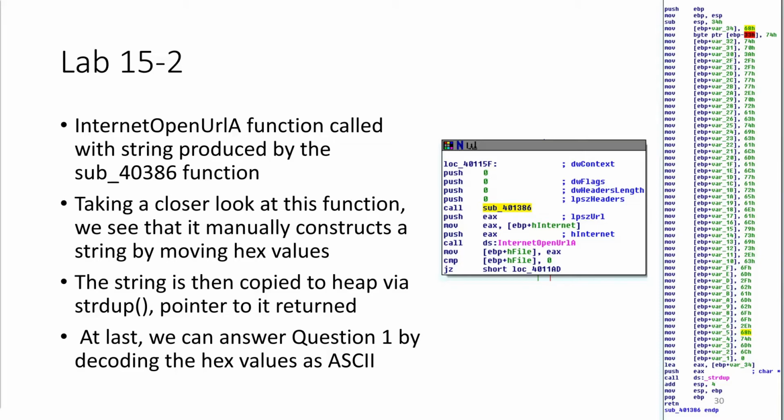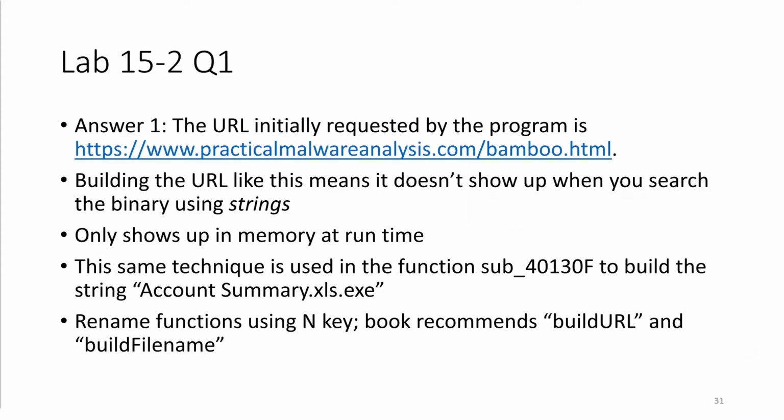And when we take a closer look at that function, we can see that it manually constructs a string by moving around some hex values. The string is then copied to the heap via the strdup function, and a pointer to it is returned. And with all that, we can finally answer question 1 by decoding the hex values back into ASCII characters.